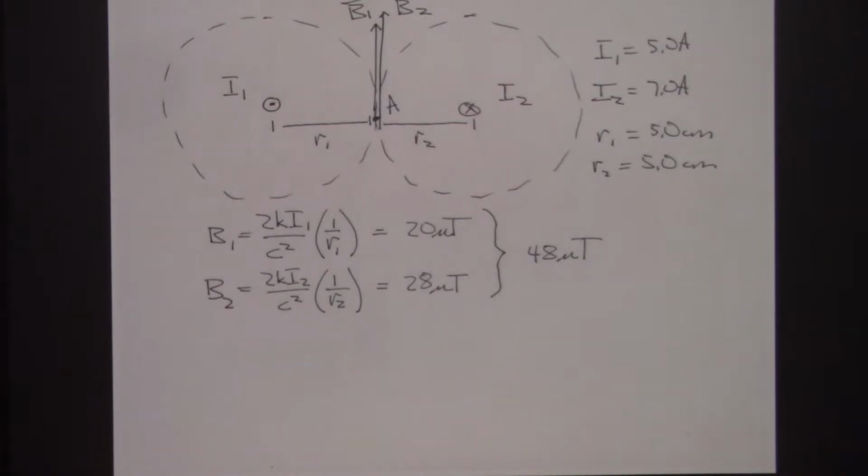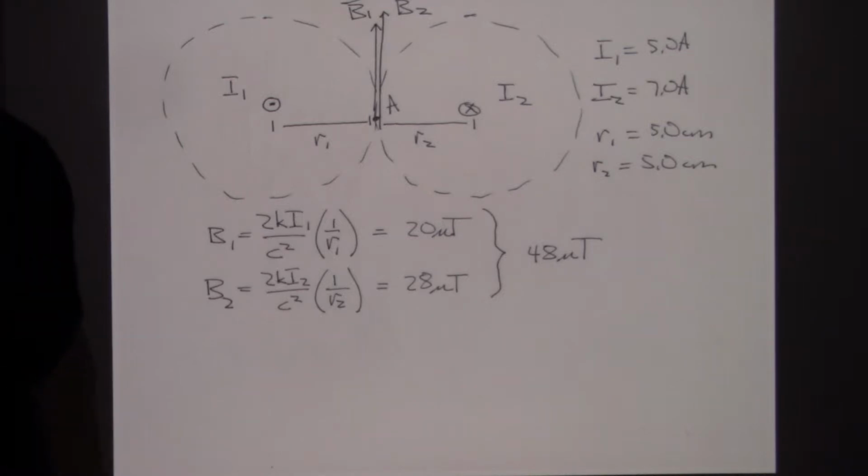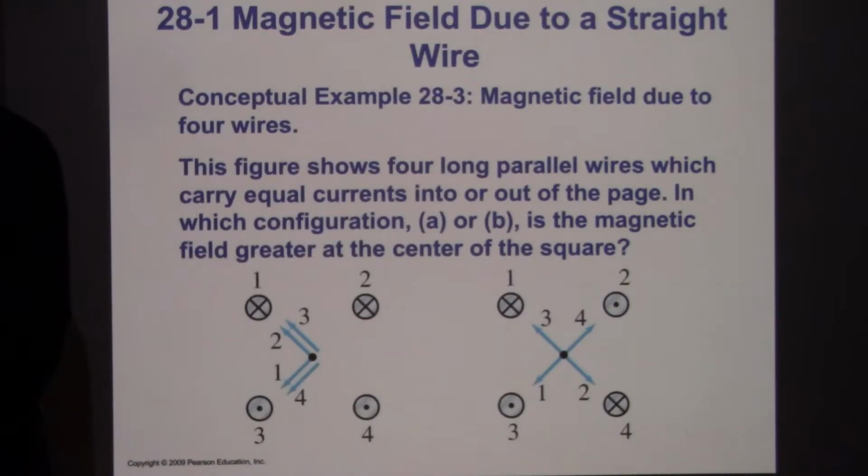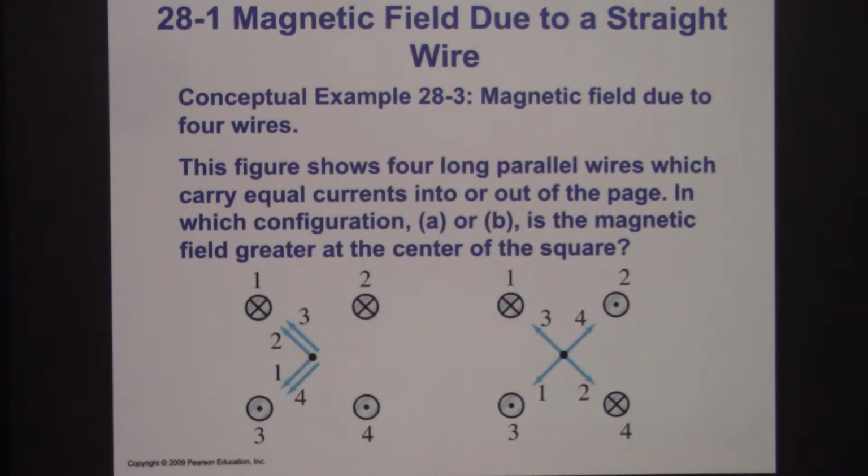And remember, even though this is microtesla, if we convert this into newtons per coulomb by multiplying by C, that's going to be a large number. It's going to be in the thousands or tens of thousands of newtons per coulomb. Don't underestimate Tesla. All right, here is a conceptual example.